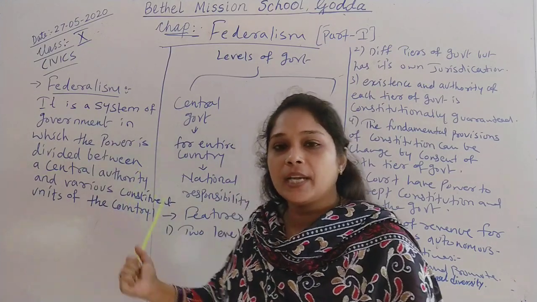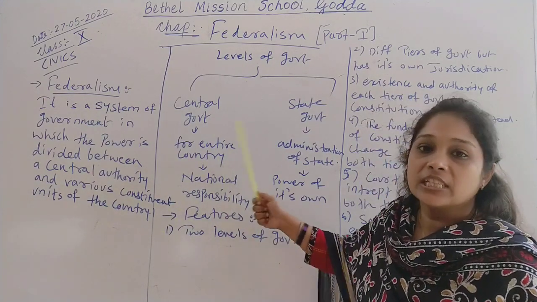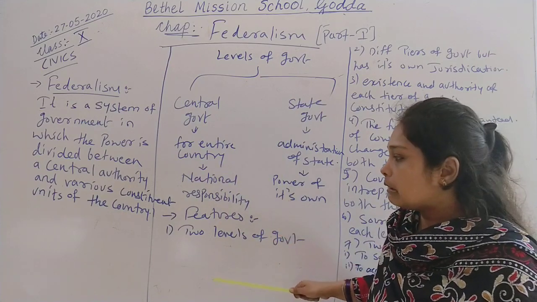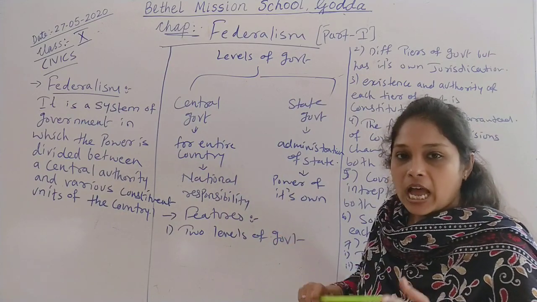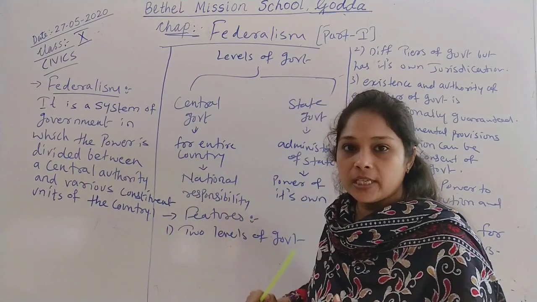So in this particular session, we have seen the meaning of federalism. We have seen that there are two sets of government, that is central government and state government, and we have also learned the features of federalism. I hope you have understood this particular video or this particular topic.